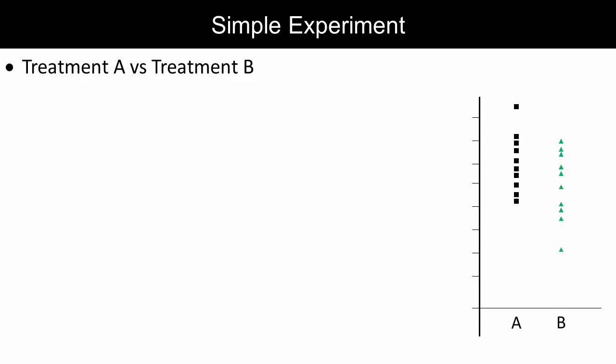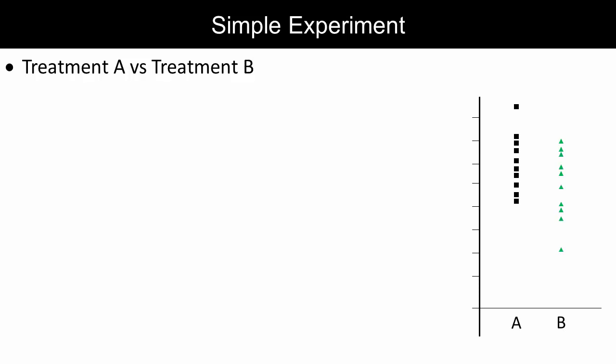Let's imagine a generic experiment. We have two treatments, A and B, and we want to know if the difference in treatment affected the dependent variable. So we make our measurements and see if the values for treatment A are different from those for treatment B, which they are. But obviously they are.